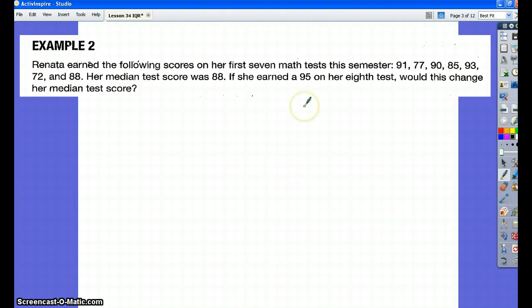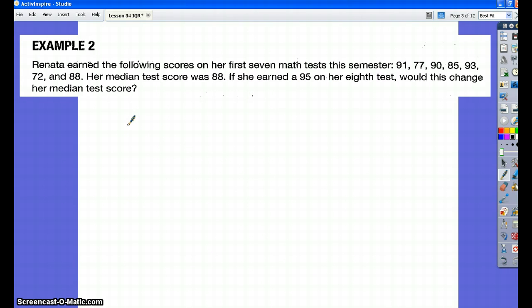All right, so example 2, Renata earned the following scores on her first 7 math tests this semester: 91, 77, 90, 85, 93, 72, and 88. Her median test score was 88. Okay, so that means if we put those in order from least to greatest, the middle number would be 88. If she earned a 95 on her test, would this change her median test score?